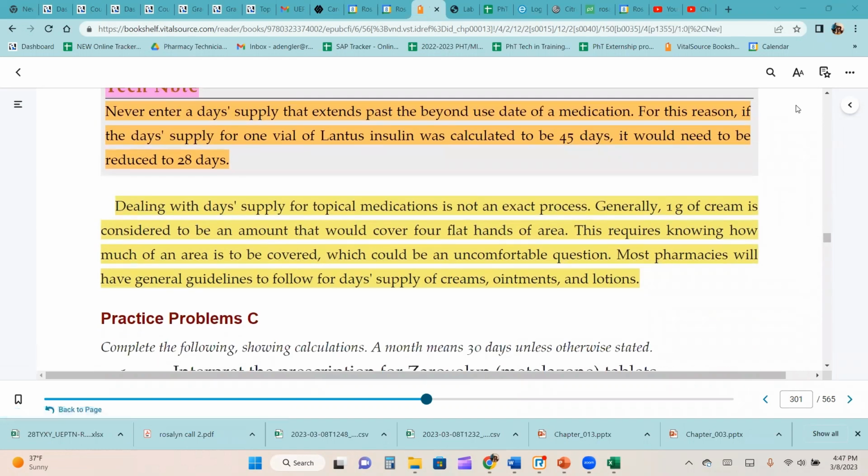Dealing with day supply for topical medications is not an exact process. Generally, 1 gram of cream is considered to be an amount that would cover 4 flat hands of area. This requires knowing how much of an area is to be covered, which could be an uncomfortable question. Most pharmacies will have general guidelines to follow for day supplies of creams, ointments, and lotions.